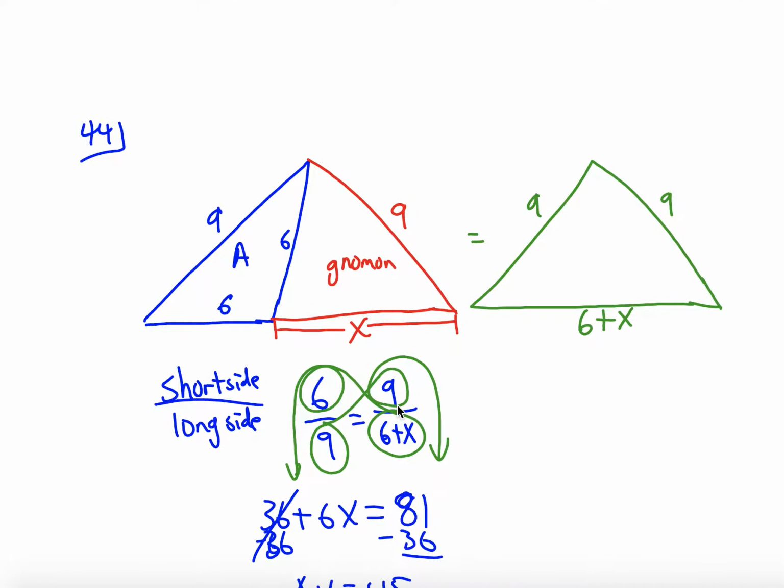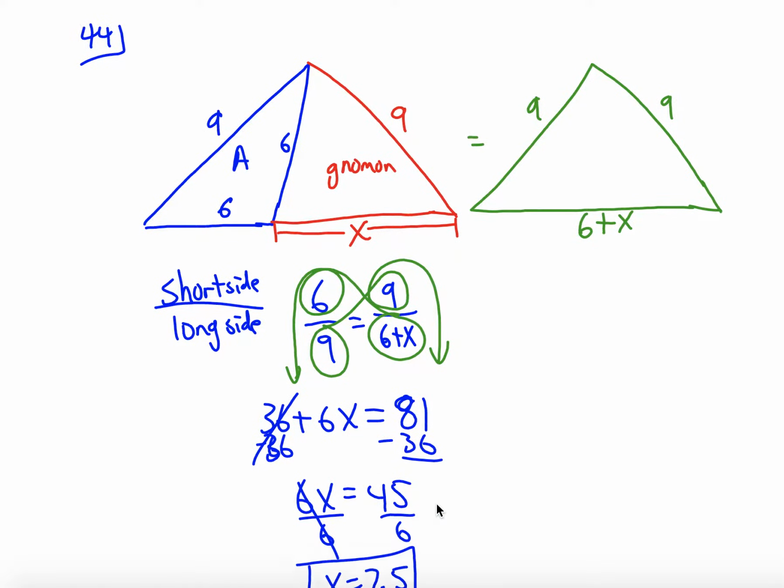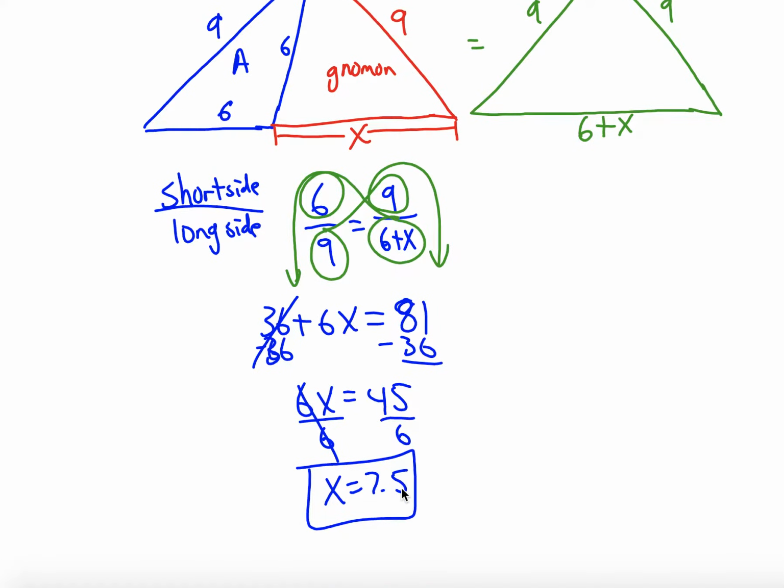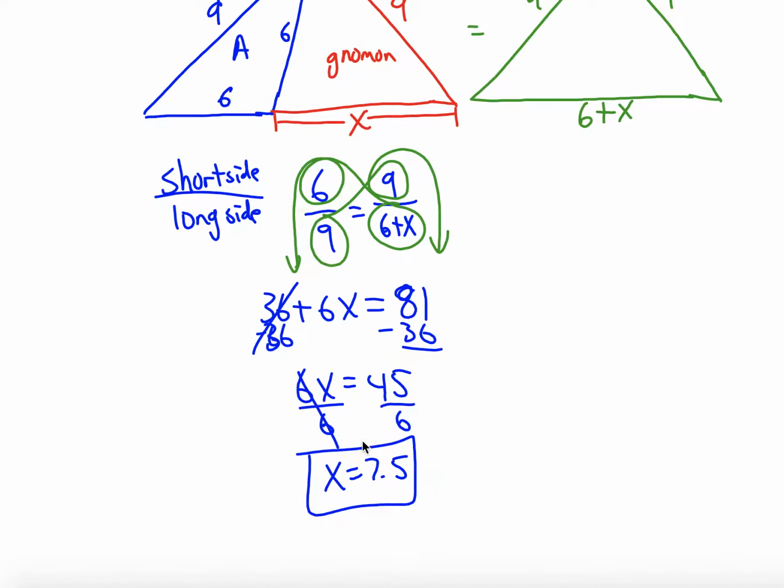So now you can again cross multiply. The 6 times 6 plus x is 36 plus 6x. The 9 times 9 is 81. And then you get an equation you can solve. Subtract 36 from both sides. 6x equals 45. Divide both sides by 6, and you find out what x is equal to. So in this case, x is equal to 7.5.